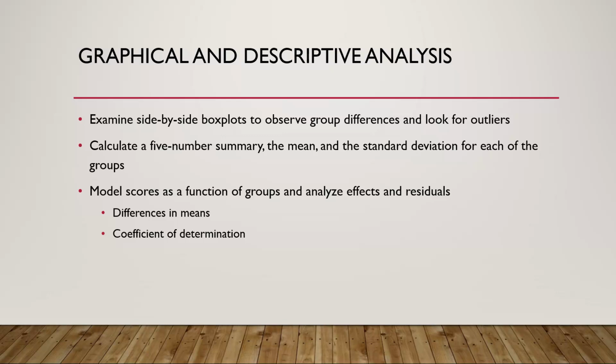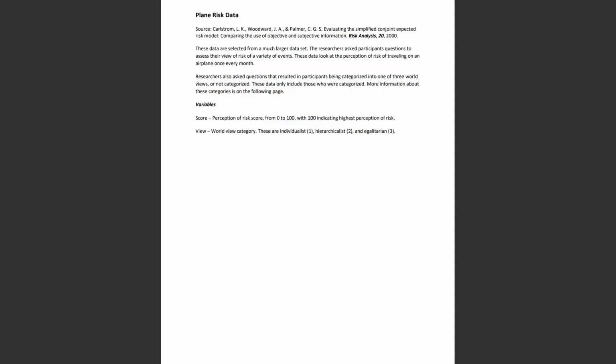quartile, and the maximum. And then when I calculate descriptive statistics, of course, I'm going to calculate the mean as the most popular index as a representation of groups, as well as the standard deviation, which shows us variability of the groups. So those are what I typically focus on, and those are what I'm going to focus on right now as we continue to look at our plain risk data, specifically looking at the perception of risk of participants that fit into one of 3 groups: individualist, hierarchicalist, or egalitarian.